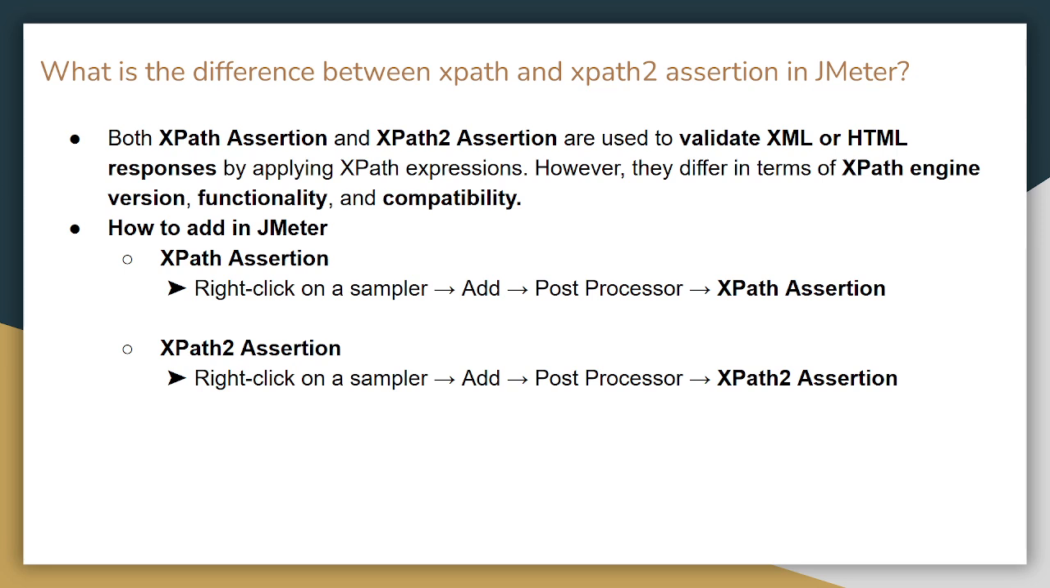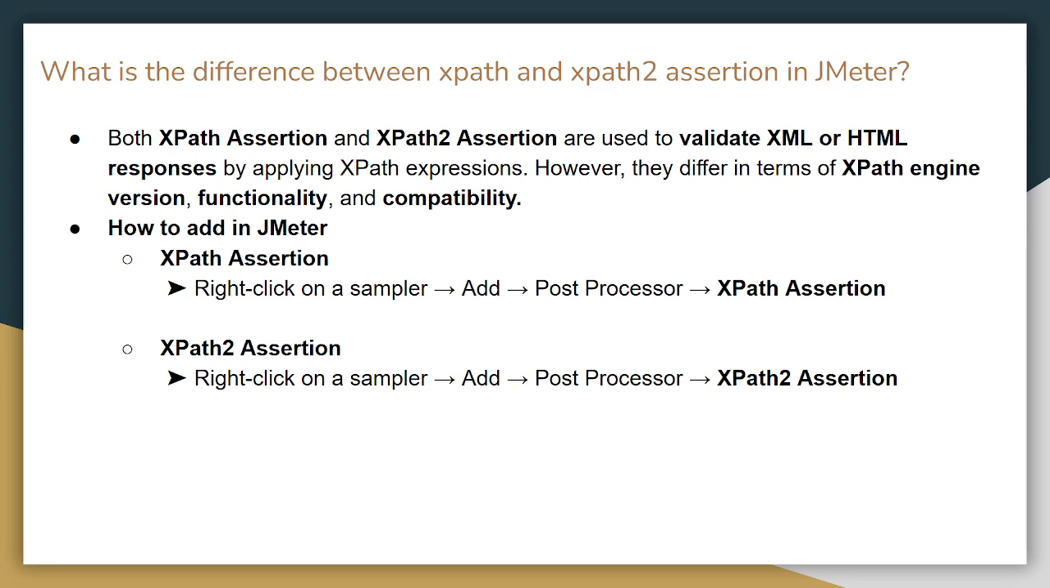To add the assertion, you go to JMeter, right click on a sampler, add, assertions, and select XPath assertion. Similarly, for XPath 2, you will do the same process: go to assertions and select XPath 2 assertion.